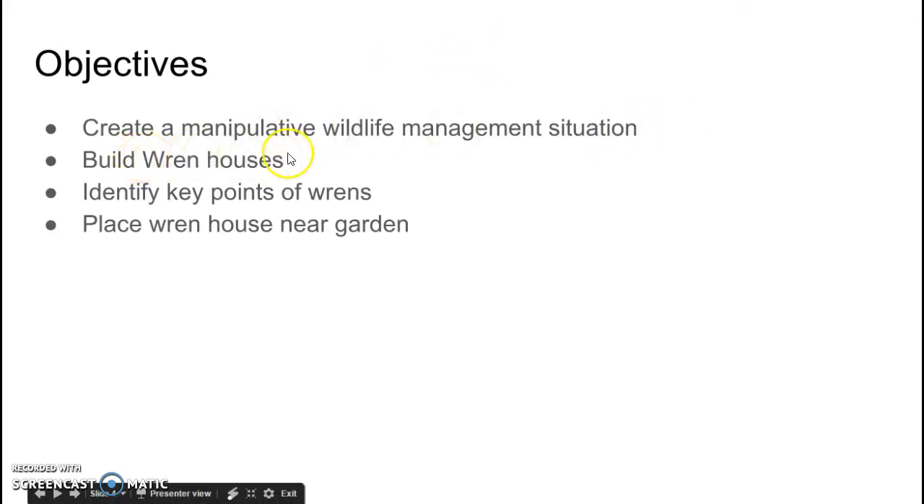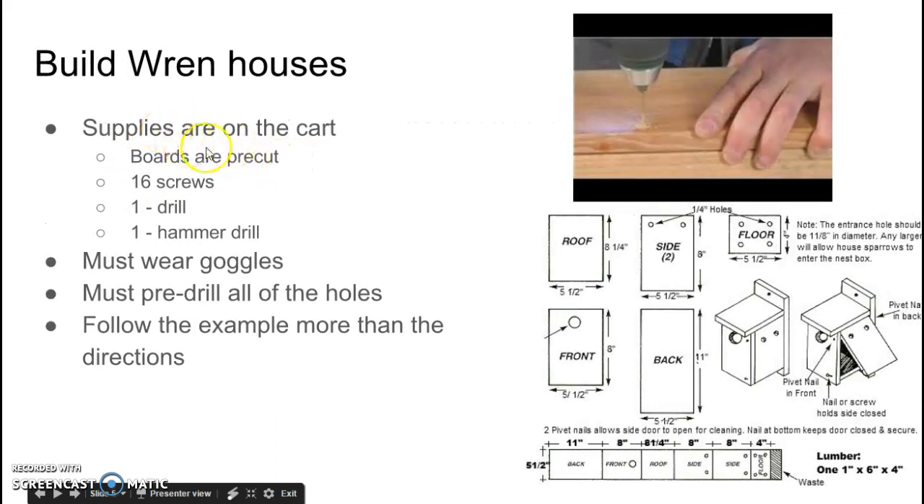So you're going to be building a wren house. With this wren house, out in the shop, there are supplies on a cart. The boards are already pre-cut. They're supposed to be kind of sloppy in the range that there's air that's going to be able to get in and out of them, so they're not perfectly square. You have 16 screws to build it, 1 drill and 1 hammer drill to share amongst the class. If you are not doing the birdhouse building, you will be doing the researching.